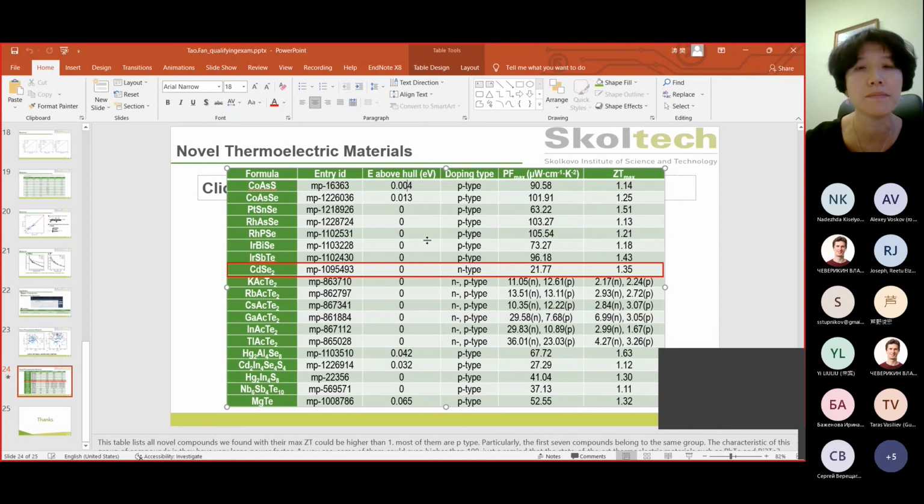Yes, this is a problem for the next step. When you get these promising compounds and want to make them in experiment, you need to check these competing compounds. But my job is first to find which compounds are promising, I mean, which have the potential for a ZT value larger than 1. This is my objective in this work. I agree with you.